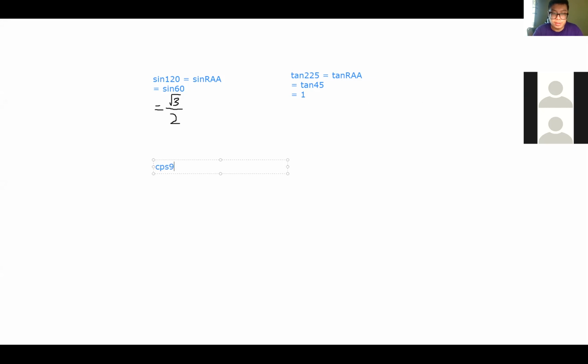Cosine of negative 30 degrees. Okay, I'm going to draw this out so it looks clear to you guys. So we want to find cosine of negative 30. Remember that these angles are made with the positive x-axis. If they're positive, they go counterclockwise. If they're negative, they go clockwise. In this case, it would go clockwise, so the angle would be around here. This would be negative 30 degrees, right here.